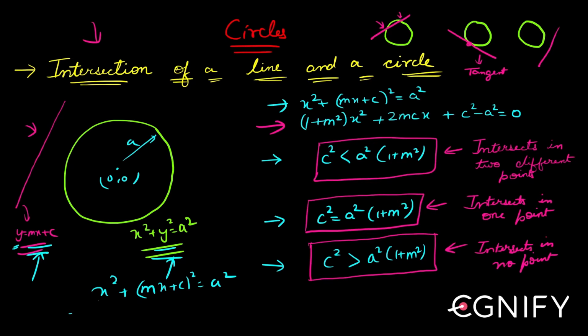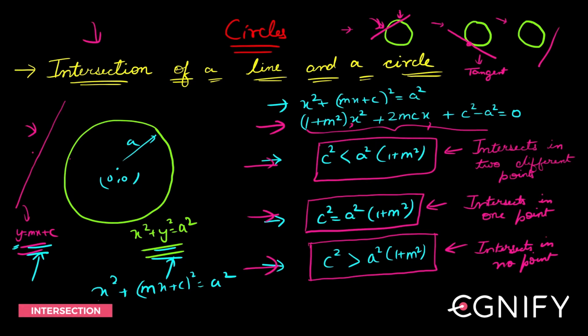These three cases are reflected in these three algebraic conditions. How did we get the condition? So this is the quadratic in x, right? If this quadratic has two different roots, then that means the line is intersecting in 2 different points, because you are getting 2 x's for which this is satisfied. All those x's which satisfy this will lie on both the line and the circle, and likewise their corresponding y coordinates also will lie on both.